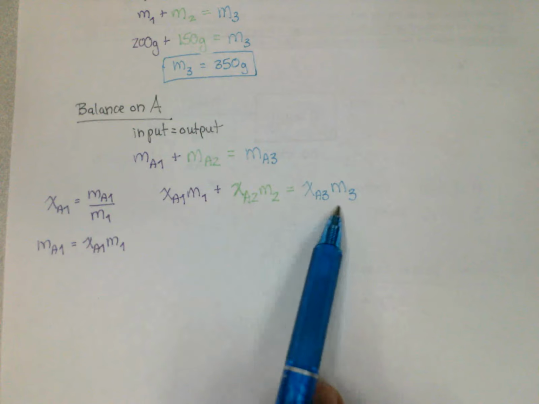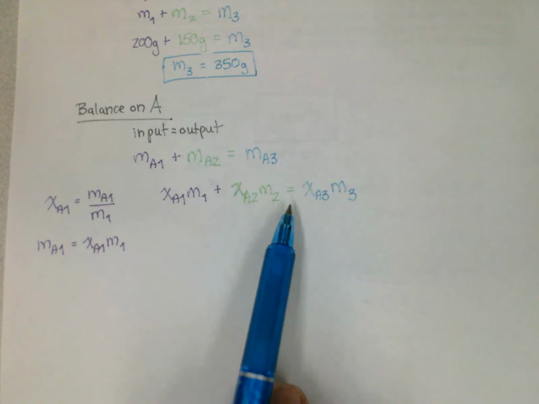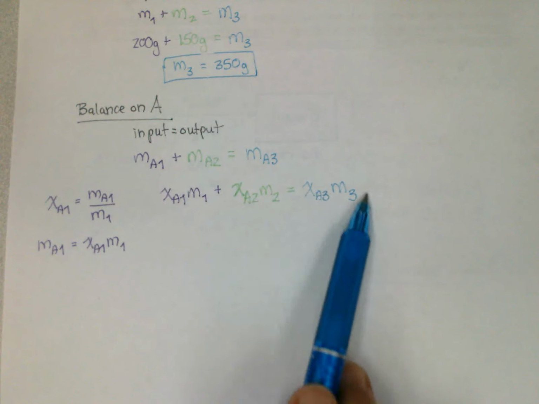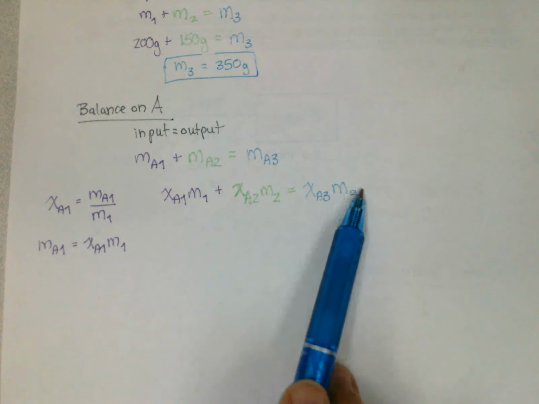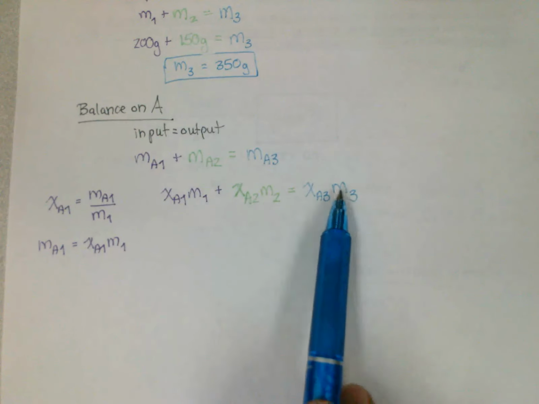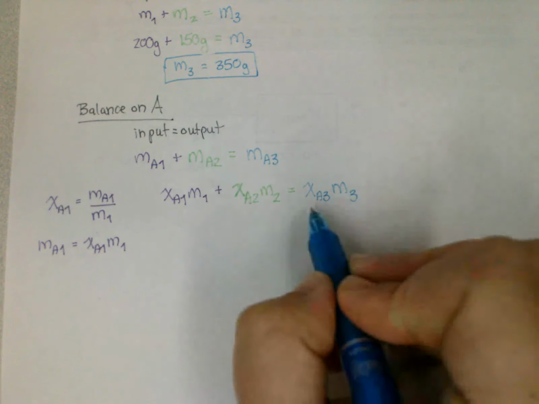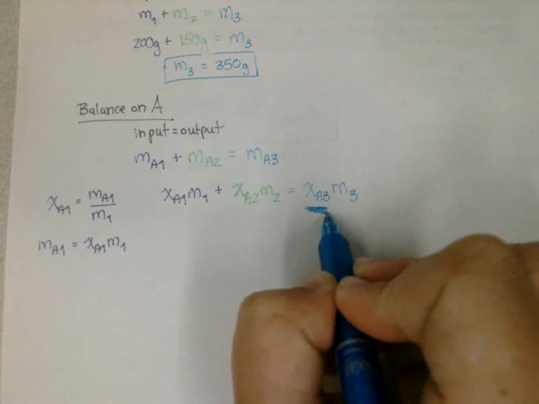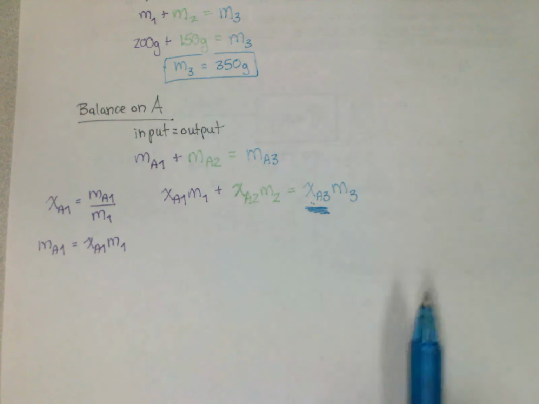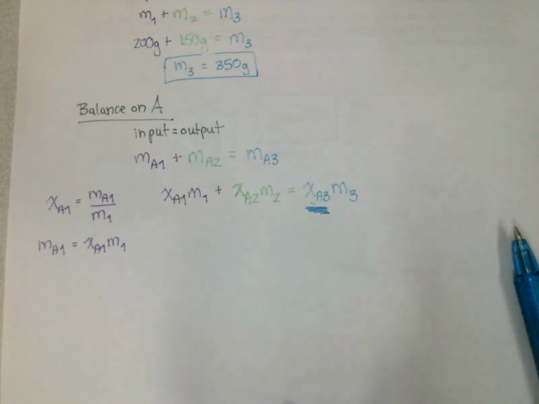So take a pause if that didn't make sense. Now, what are we actually looking for? We're looking for what's in this stream. With the total balance up here, we already found M3. This means that this equation can be used to solve for XA3. So let's do some real quick algebra. Let's make sure we understand this.